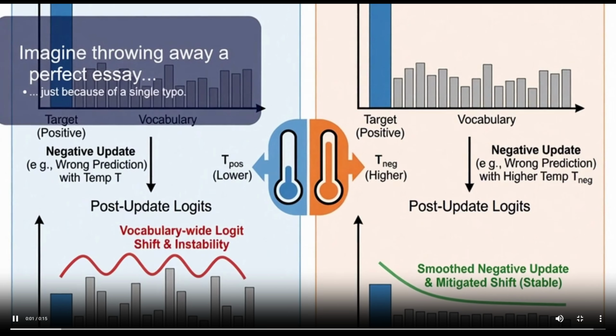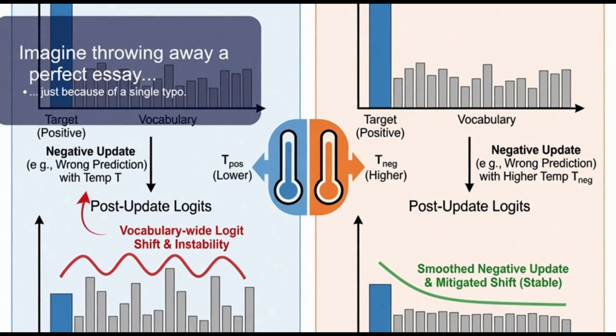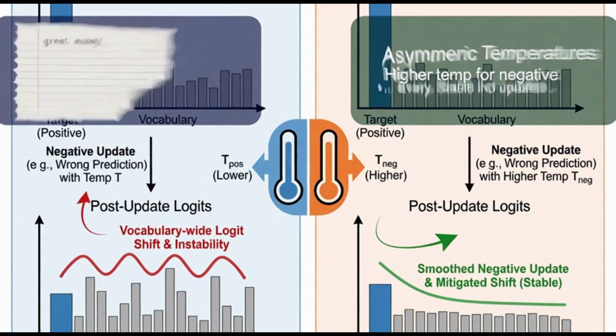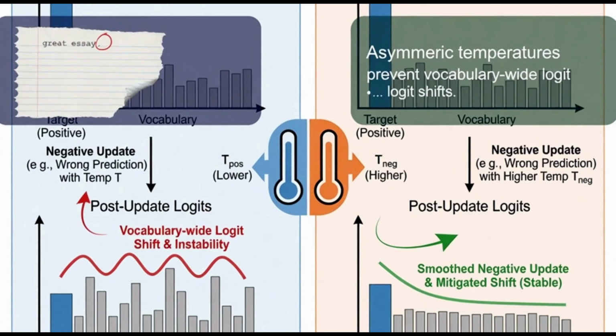Imagine throwing away a perfect essay just because of a single typo. That's what standard training does every time it makes a wrong prediction. One negative update and the entire vocabulary shifts, jittering like this red wave. Instead, raise the temperature only for negative updates. The higher T-neg smooths the correction, keeping the rest.